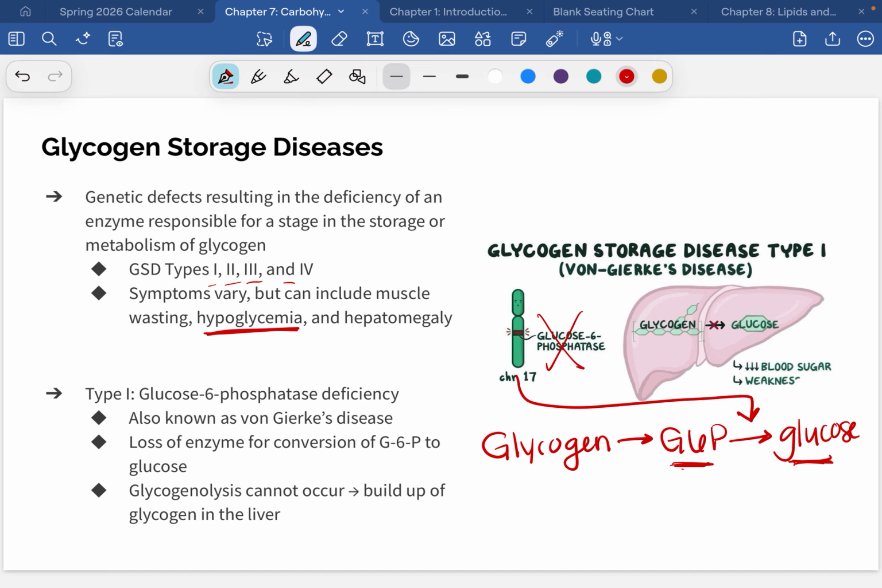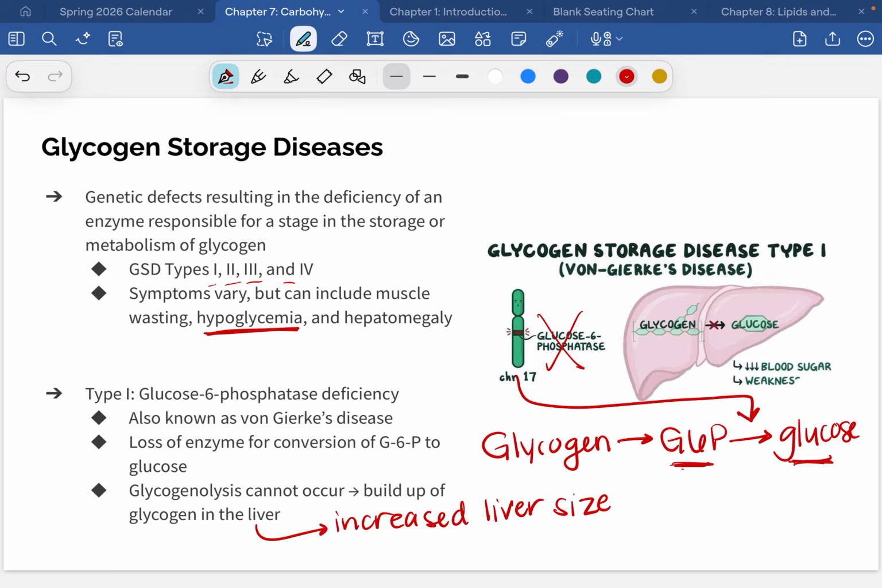The symptoms will be things like severe hypoglycemia and growth restrictions. Over time, there can be an increase in the size of the liver because of all of that glycogen buildup, and it can lead to chronic liver disease. It can be a very serious condition, which can lead to death if it is not treated properly. So that is type 1 glycogen storage disease. But there are others. We're just not going to talk about them.